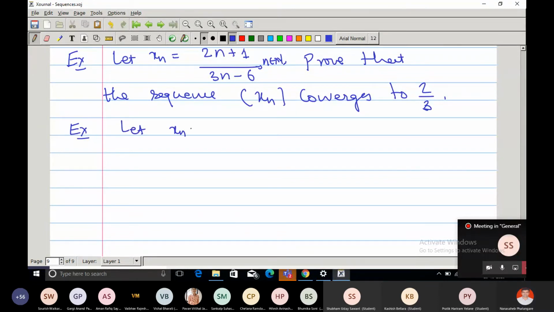Let xn be this sequence. Now, what are the terms of this sequence? What is the first term? -1. Second term is 1. Then -1. In this way, the terms are these. So prove that.